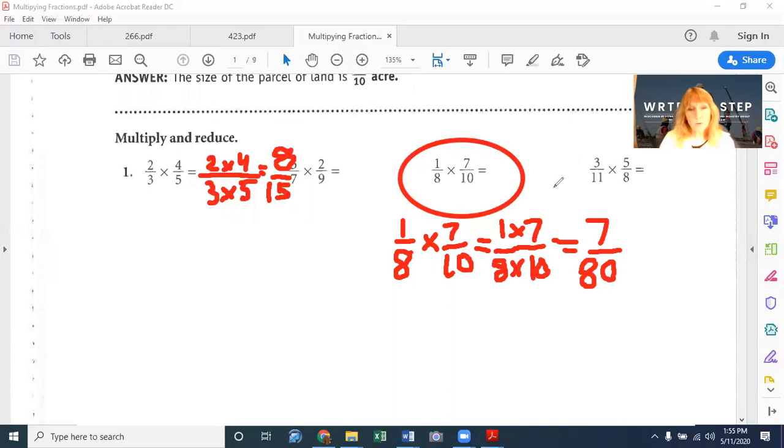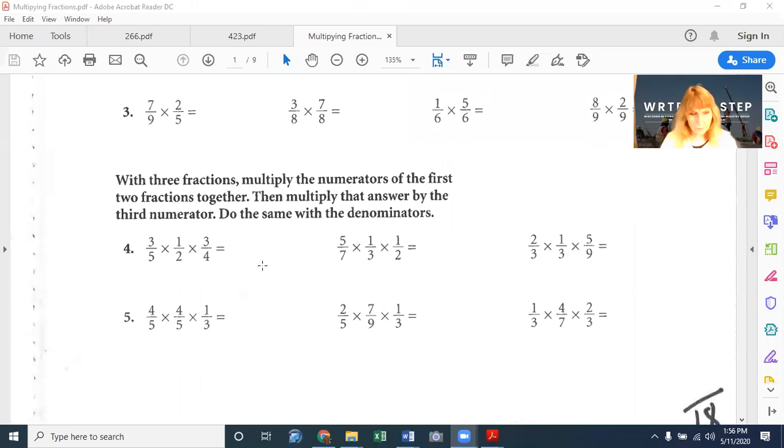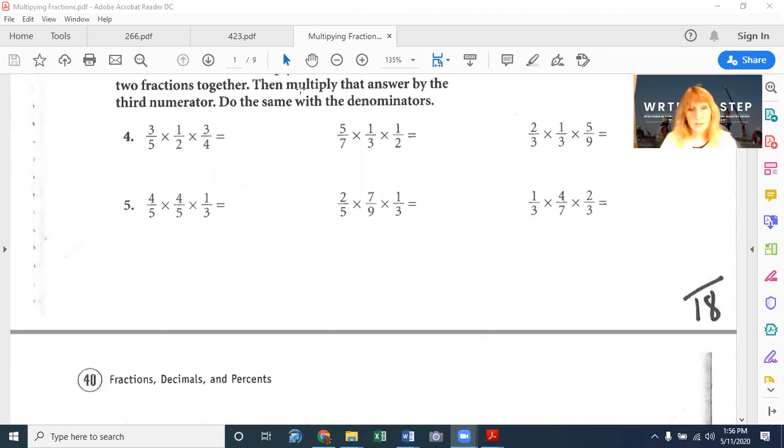I think we're ready to try a few harder problems. So let's clear everything, and let's look at row 4. Let's slide down to row 4. Now we have 3 fractions at once. And I'm going to make a little bit of white space again.